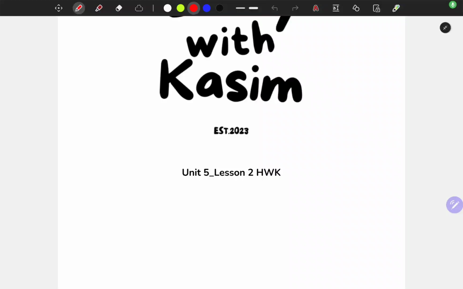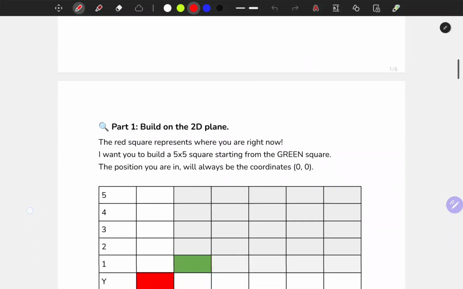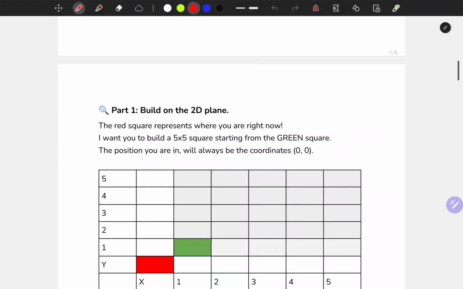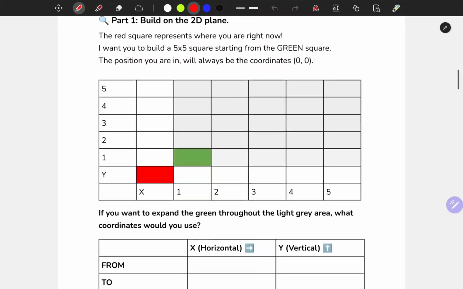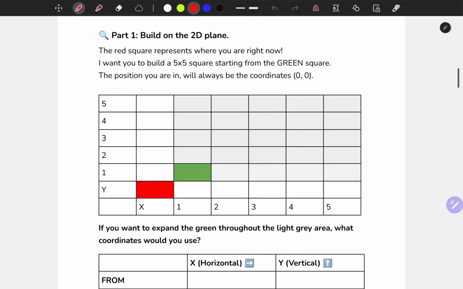Okay, so this is Unit 5, Lesson 2, and this week's homework is going to be focusing on the 2D plane. Now, we worked on the 3D plane in the last lesson, but this homework, we are going to take a step back and look at the 2D plane, because through understanding the 2D plane very well, we can then understand the 3D plane. Now, you've done similar homework like this before, so this shouldn't be too difficult. Now, let's take a look at what you're being asked.